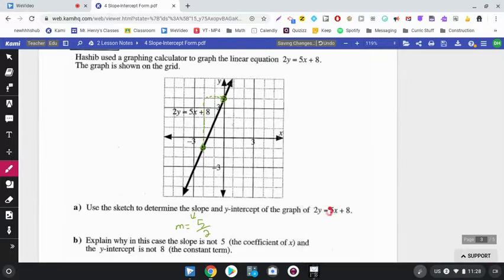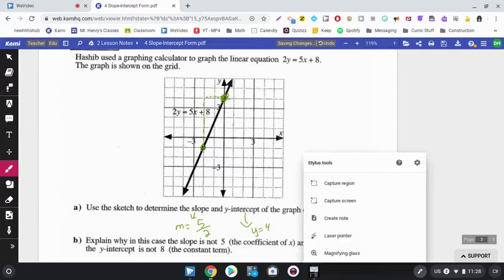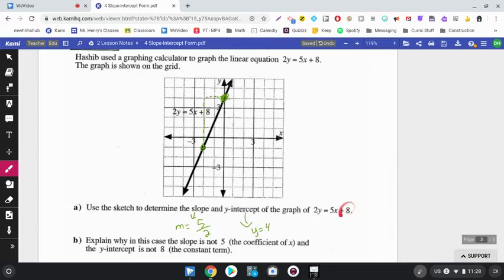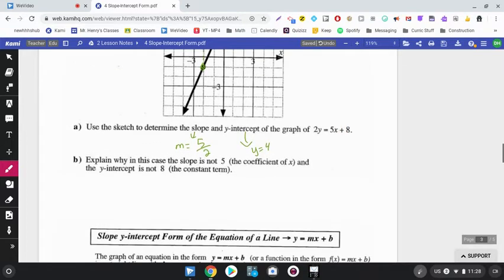And looking at that equation, the number in front of the x is 5. Well, that's not good. Okay. The y-intercept is the top point. It's 4. Okay, a y value of 4. And you'd say, well, wait a minute. That's supposed to be the constant, and it's an 8. Okay. And that's what part B is about, to explain why that is not the case.